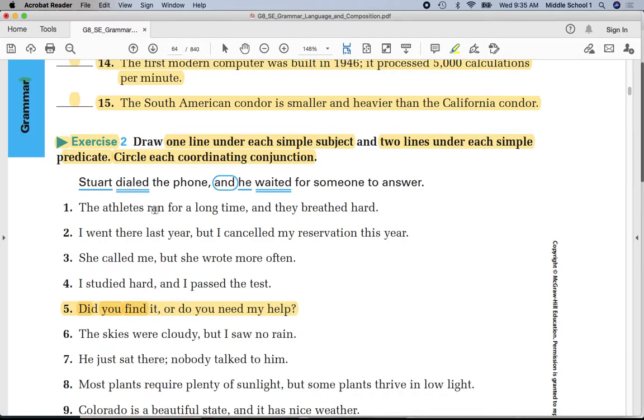If you have any questions concerning the identifications of the simple subjects, predicates, coordinating conjunctions, or concerning whether a sentence is simple, compound, or run-on, please reach out to me and I'll help you.